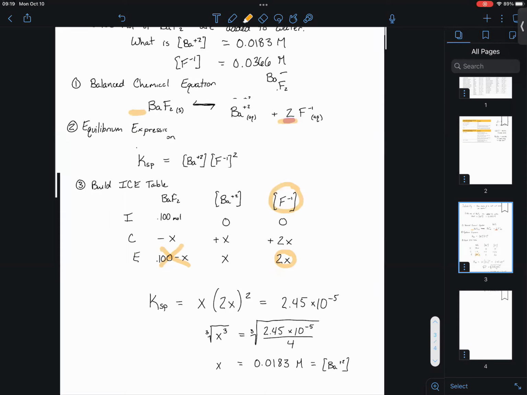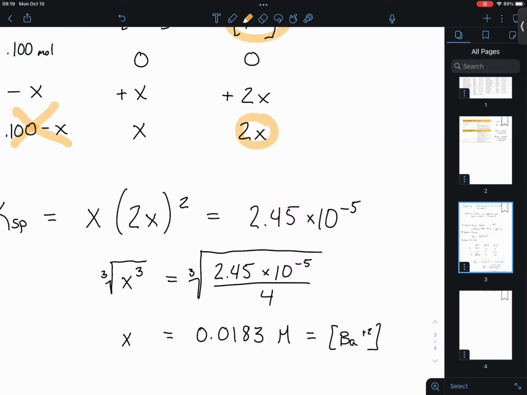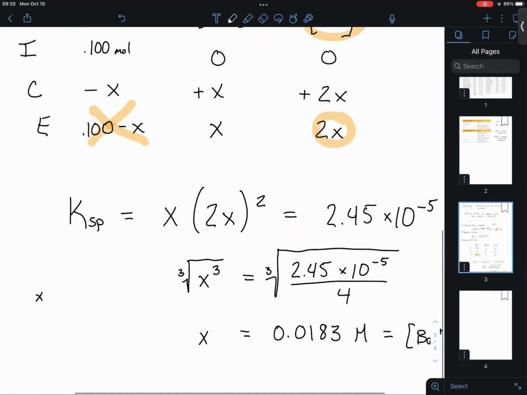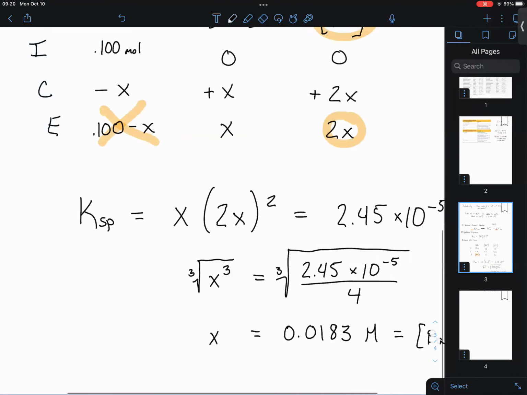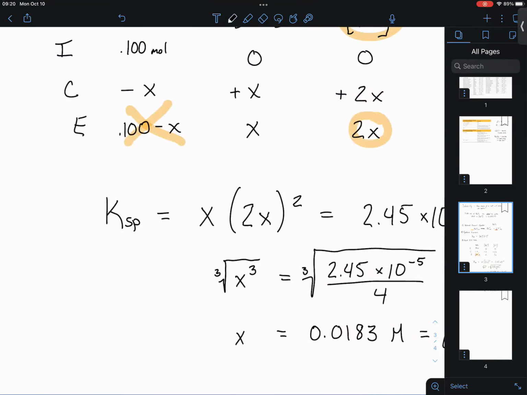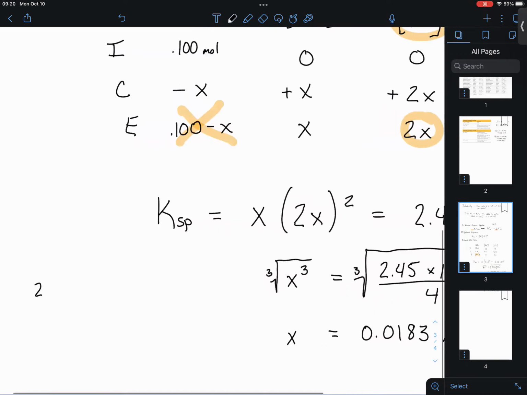All right, and then yes, a question about how you enter this into your calculator. Some of you are going to have a button that looks like an x with a little radical sign, and that would allow you to plug in any variable here. So in this case, it's the cubed root, so you would put a 3. The other thing that will always work for everybody, and this is a little bit weird, is that taking the root of something would be equivalent to entering 2.45 times 10 to the negative 5 over 4 into your calculator, putting this in parentheses, and raising it to the power of 1 over 3.